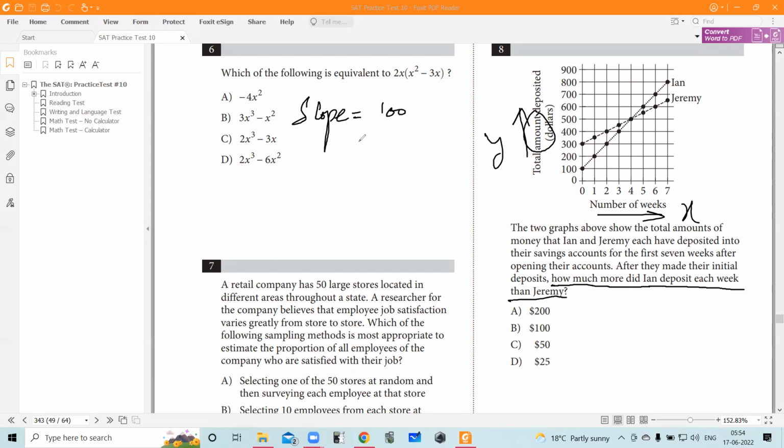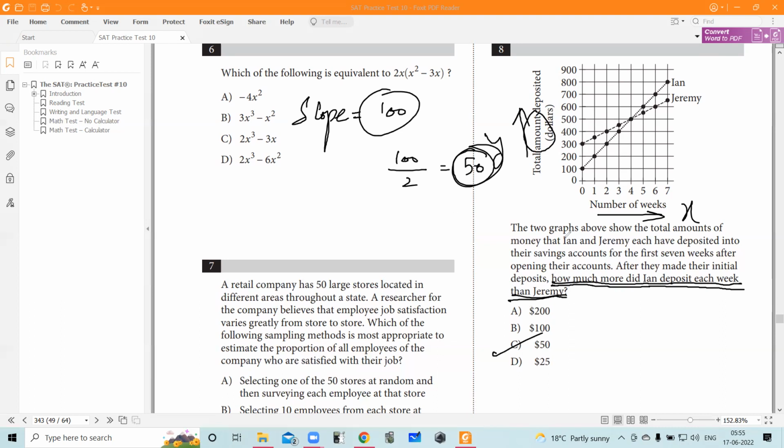Now, what about Jeremy? 400 minus 300 is 100, and 2 minus 0 is 2. So that's 50. So how much is Ian depositing per week? 100. And Jeremy? 50. How much more did Ian deposit each week than Jeremy? 50. That's it. Done.